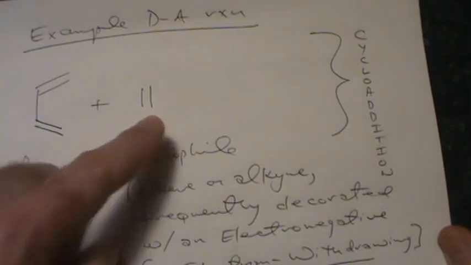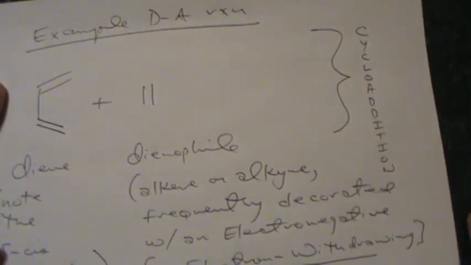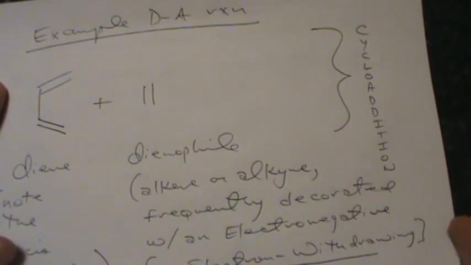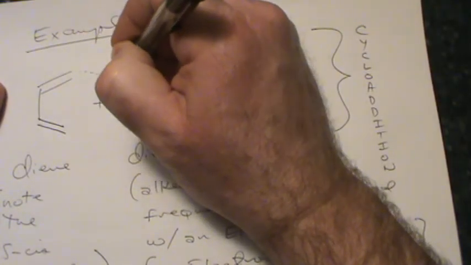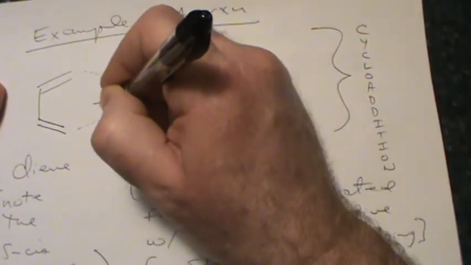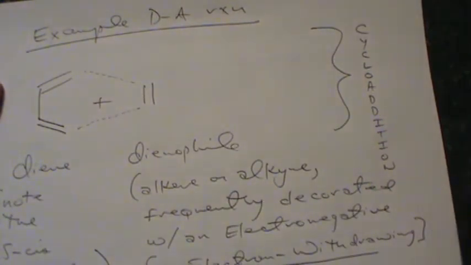This dienophile I have right now shown is not decorated with anything. It's just regular old ethylene, and that's fine. Now, here's our arrow formalism. It turns out these two are going to react, and they're going to form a six-membered ring, and I'm just going to go ahead and draw dotted lines right where the new bonds of the six-membered ring will be.